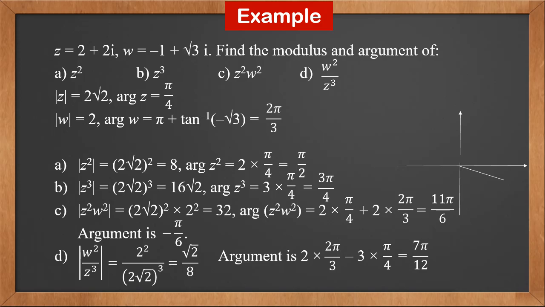The modulus of w squared over z cubed is the square of w's modulus over the cube of z's modulus. This is the square of 2 over the cube of 2 root 2, which is root 2 over 8. The argument is 2 times arg w minus 3 times arg z. This is 2 times 2/3 pi minus 3 times quarter pi, which is 7 pi over 12.